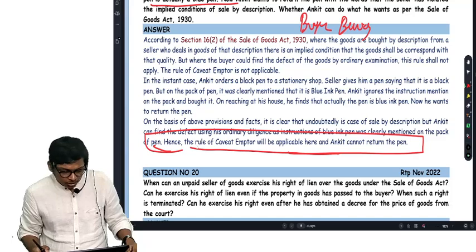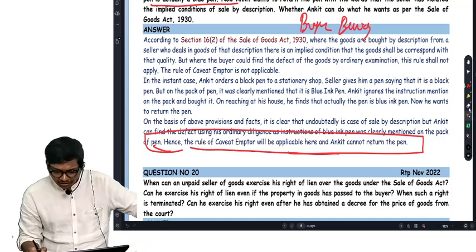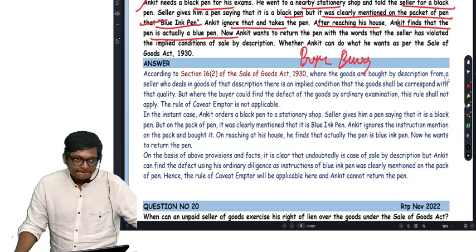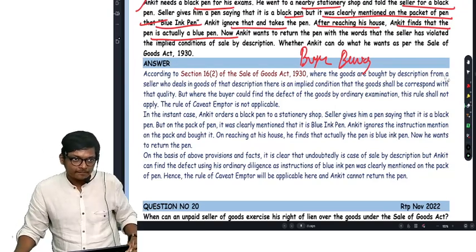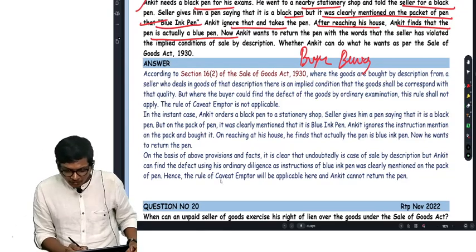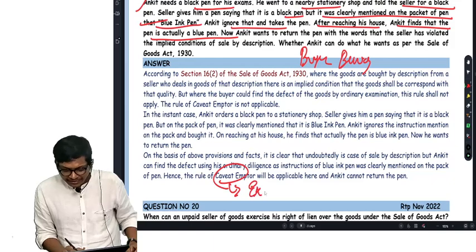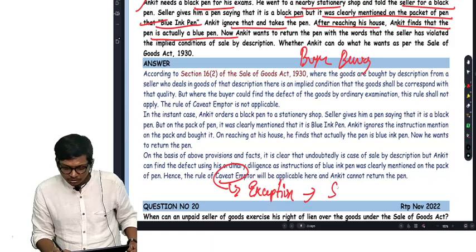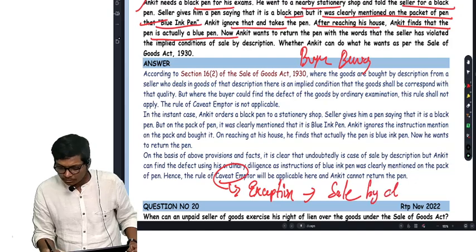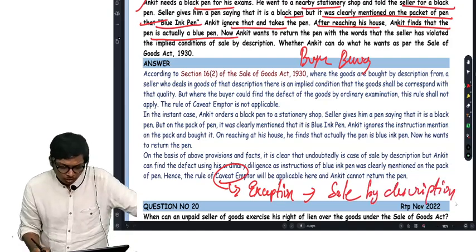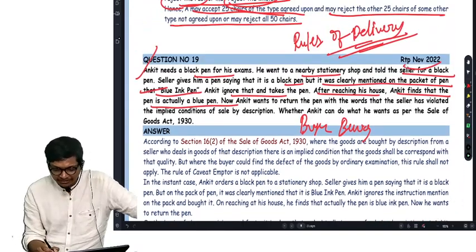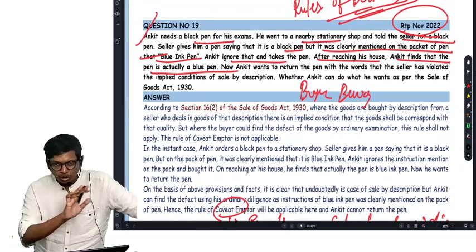No. See, conceptually this is not right. Which attempt answer is this? Correct. Even if you apply caveat emptor, it has one exception. The exception is what? Sale by description. Okay, so let's see what they wrote. Many times there are changes in ICA answers, the old answers have changes. This is just a copy paste of the source.